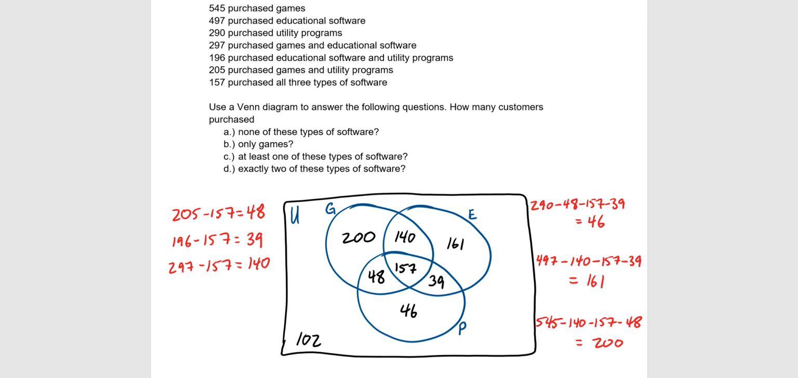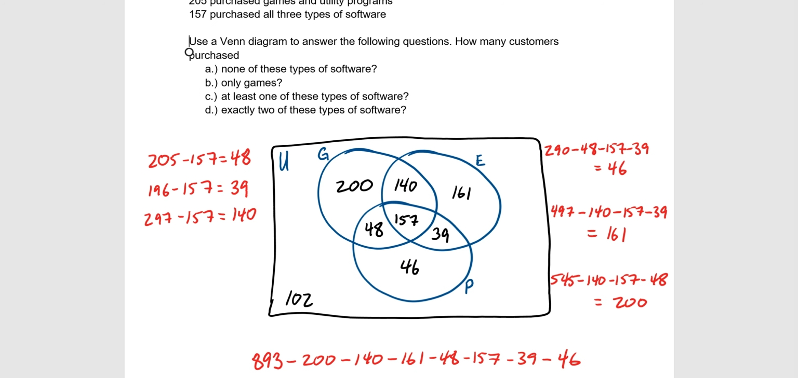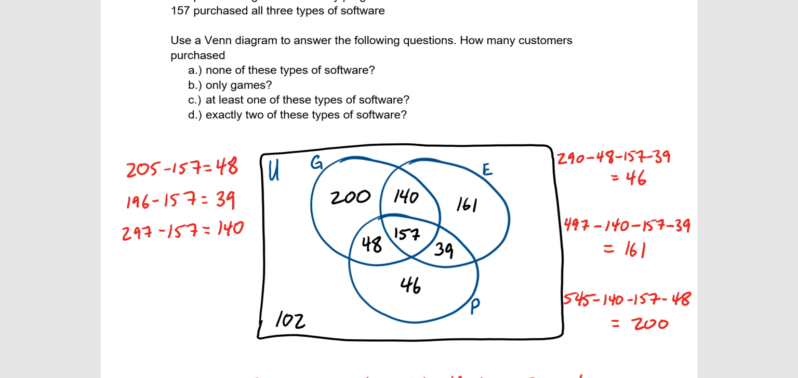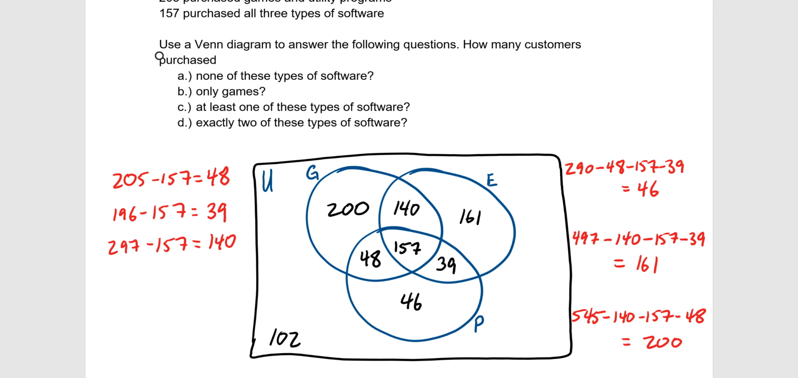Okay, so now that these are all filled in, let's take a look at these questions. Now we can just refer to the Venn diagram. The first one, we want to know how many customers purchased none of these types of software.